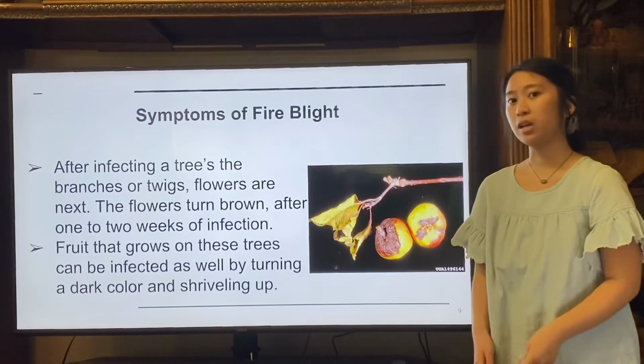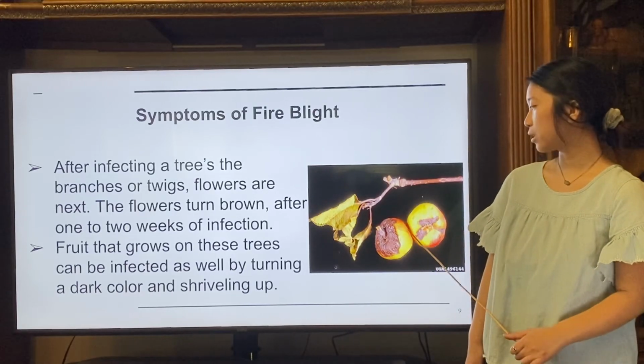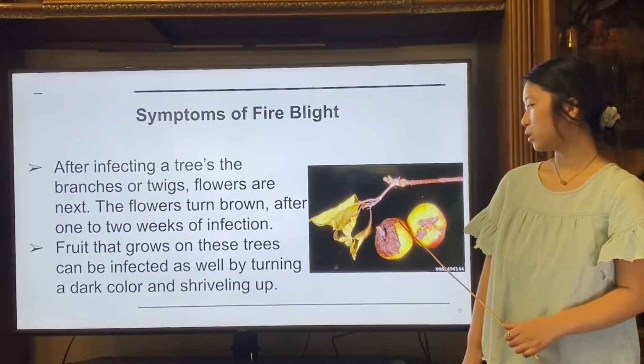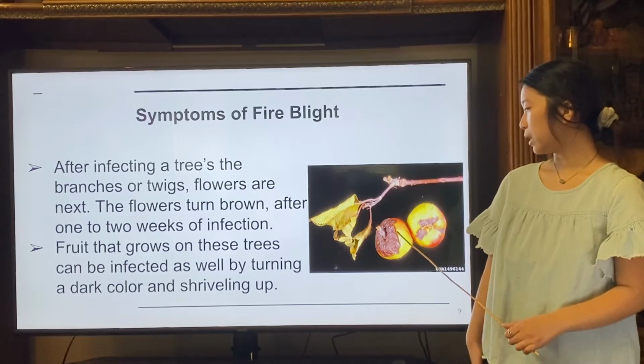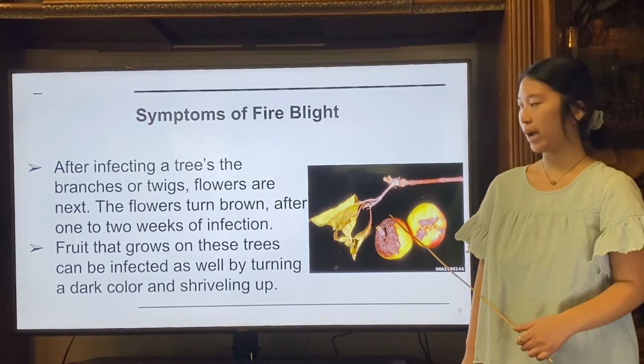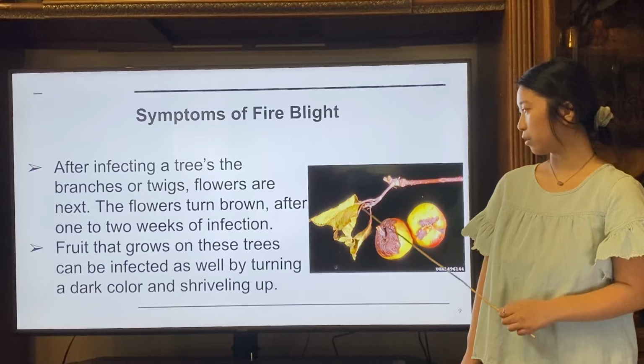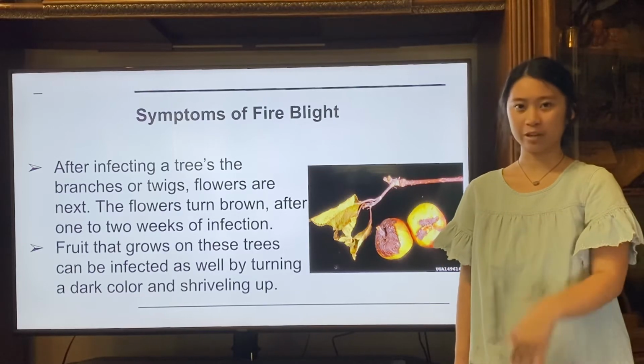And in the picture right here, you can already see that parts of the fruit are starting to turn brown because it's starting to rot away, and even the leaves that were affected are starting to turn in a downward direction.